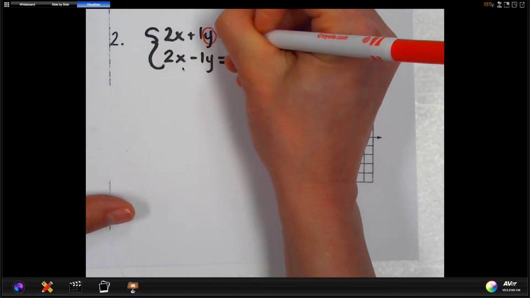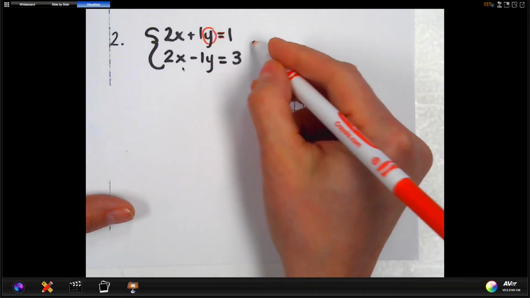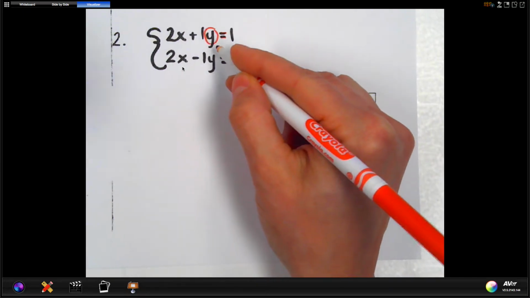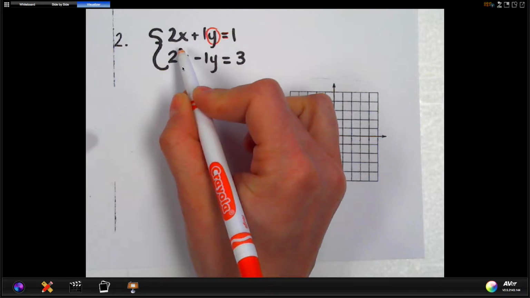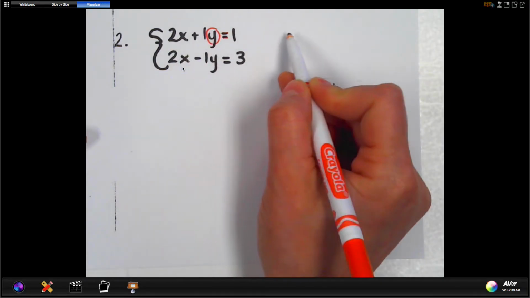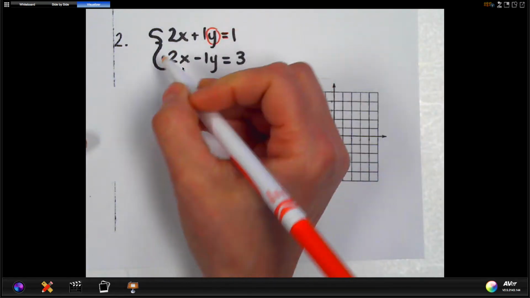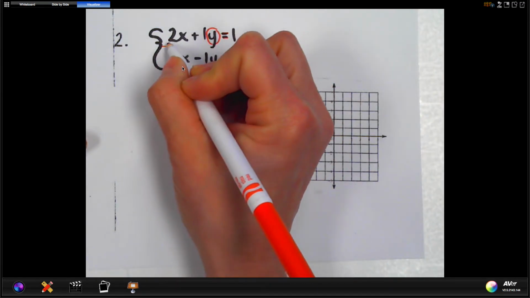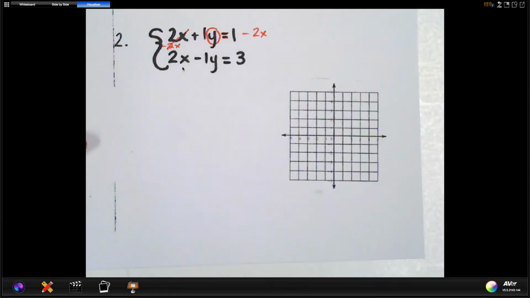So the idea is that y, this guy right here, needs to be alone on one side of the equation. So here's your equal sign. 1 is already on the other side. So y is claiming the left side of the equal sign. So that means everything on the left other than y has to go over to the right. So we start with the furthest out and do the opposite. The opposite of 2x would be to subtract 2x. Okay, then you've got to subtract it over here.